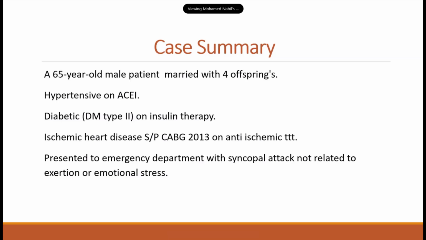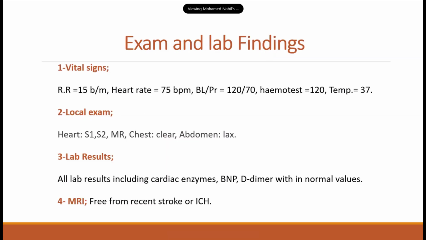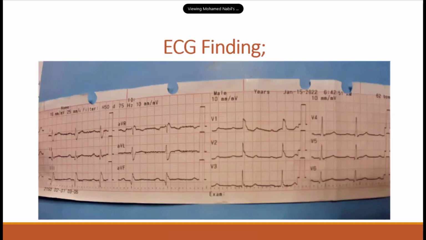He presented to the emergency department with a syncopal attack not related to exertion or emotional stress. Vital signs were okay, local exams were nothing significant, lab results were within normal, including cardiac enzymes, BNP and D-dimer. MRI was free from recent stroke or intracranial hemorrhage. This was the ECG finding during presentation: right bundle branch block and first degree heart block. Actually, axis deviation was almost right axis deviation by calculation of lead 1, 2, 3 and aVF.